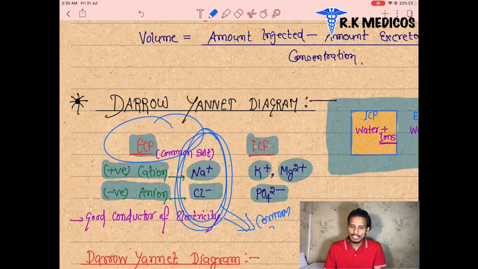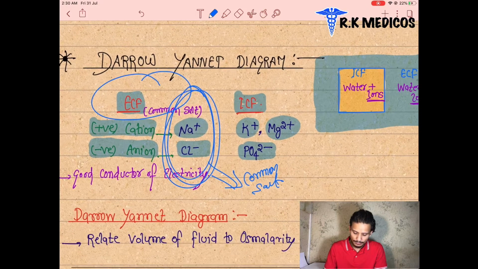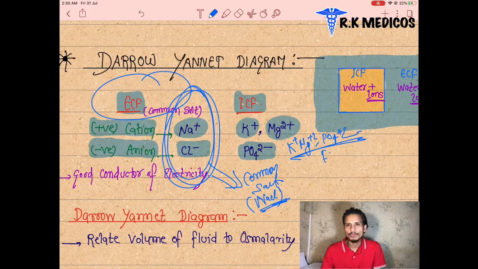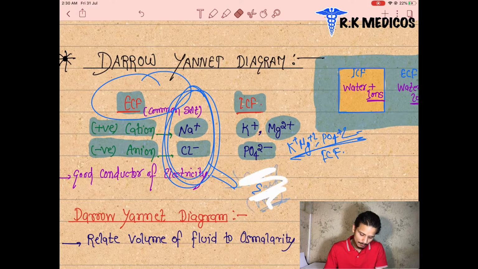And common salt, that is table salt, that is NaCl. These are present where? In the extracellular fluid compartment. Now, what is present in the intracellular fluid compartment? That is potassium, magnesium and phosphate, PO4 2-. These are all in intracellular fluid. So these are the elements which dominate in the intracellular or extracellular compartment.